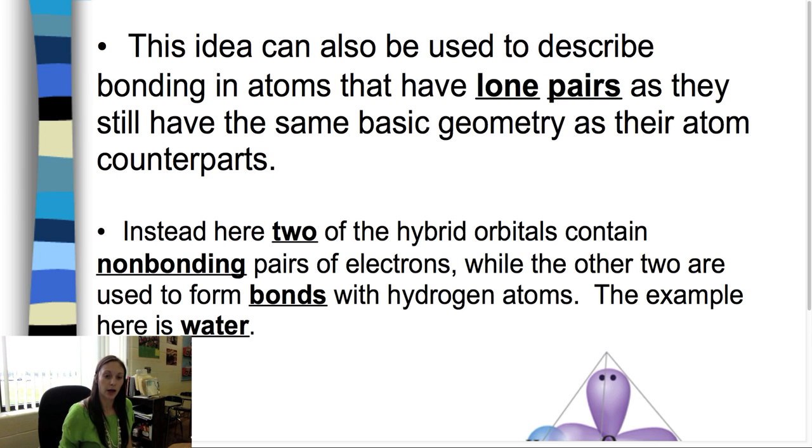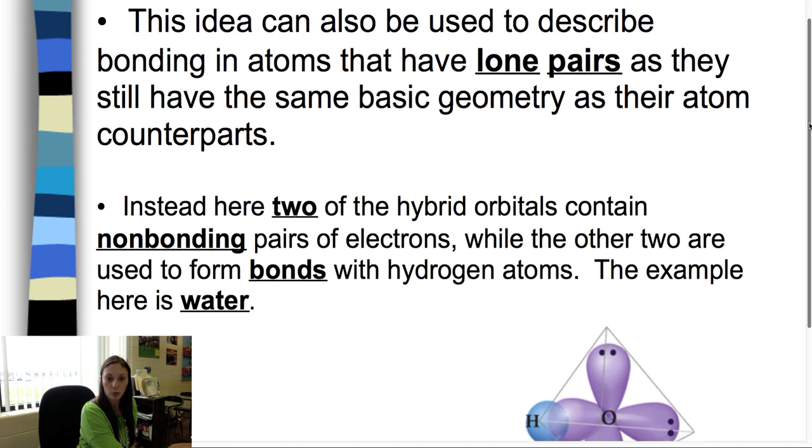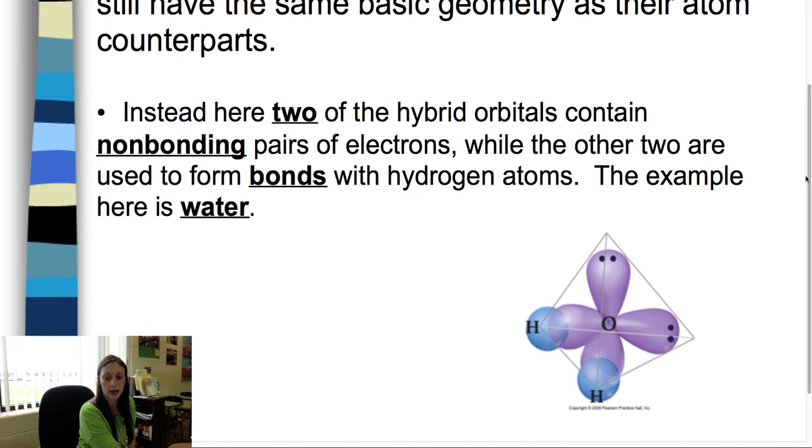Okay, this idea can also be used to describe bonding in atoms that have lone pairs, as they still have the same basic geometry as their atom counterparts. Okay, here we have an example where we have 2 hybrid orbitals that contain non-bonding pairs or lone pairs, while the other 2 are used to form bonds. Now you've still got 4 identical bonds. Just 2 are lone pairs, 2 are atoms. Now my example here is water.